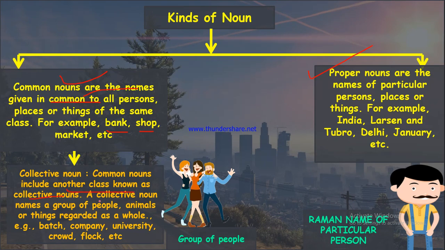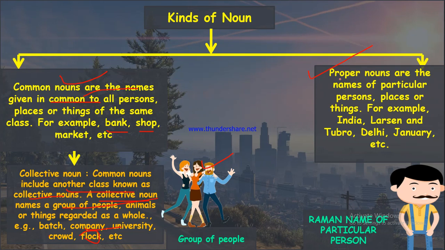We get to know that a collective noun names a group of people or animals. Wherever you see a group of people or a group of animals, it can be considered a collective noun, which is a type of common noun. For example, a company is also a collective noun because it is an association of persons. University means an association of students. Crowd means a big gathering of people. Flock you can consider as a group.